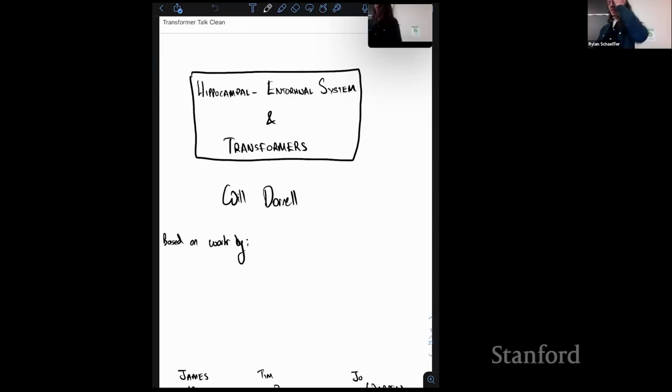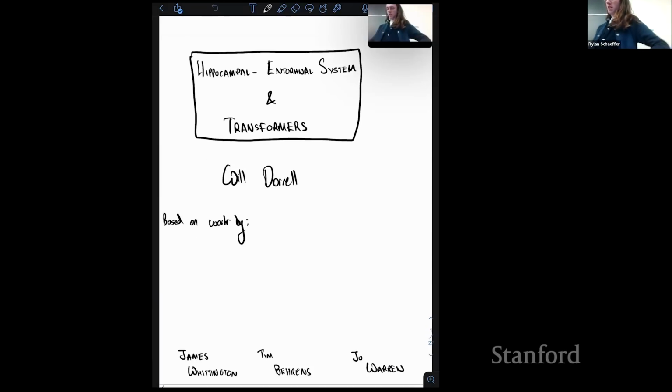So I'm going to be presenting this work. It's all about how a model that people in the group that I work with use to study the hippocampal entorhinal system, completely independently, turned out to look a bit like a transformer. The paper I'm going to talk about describes that link, and it's by these three people. James is a postdoc, half at Stanford. Tim's a professor at Oxford and in London, and Joe's a PhD student in London.